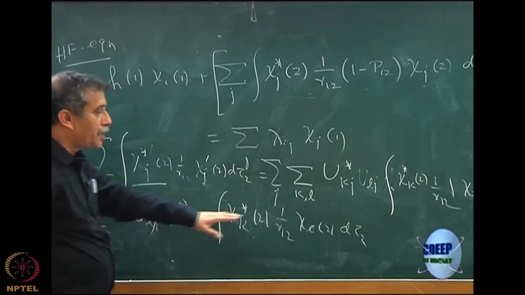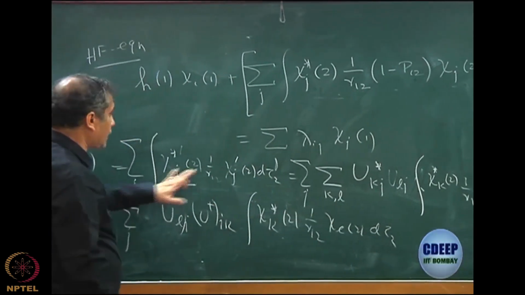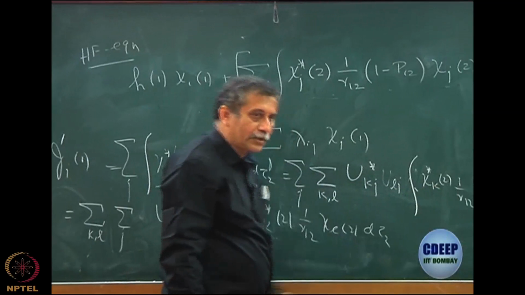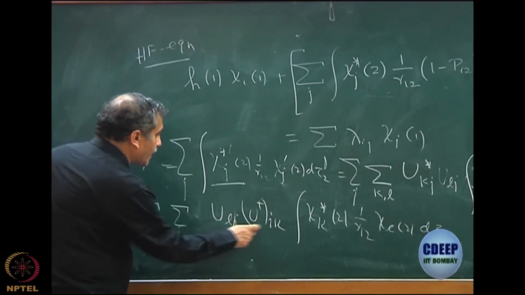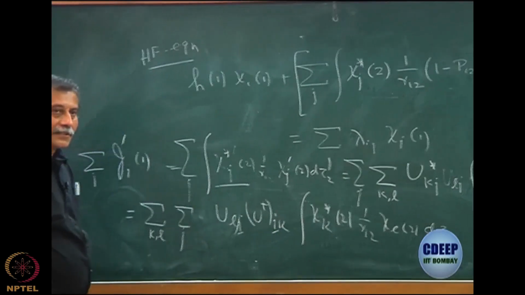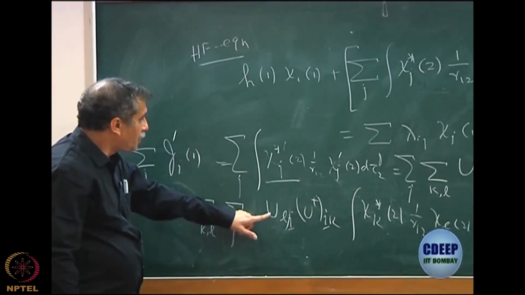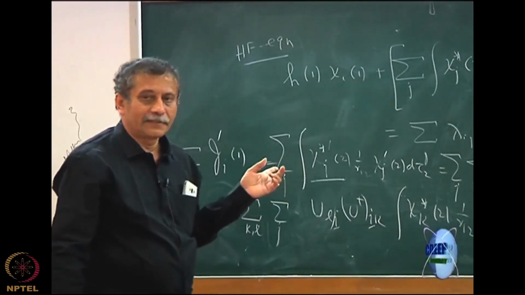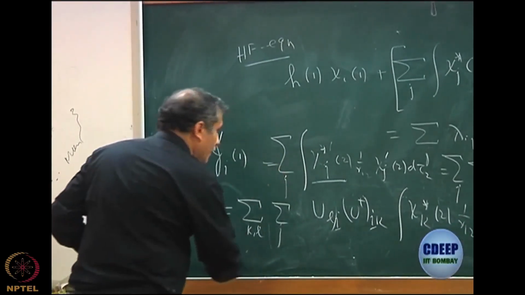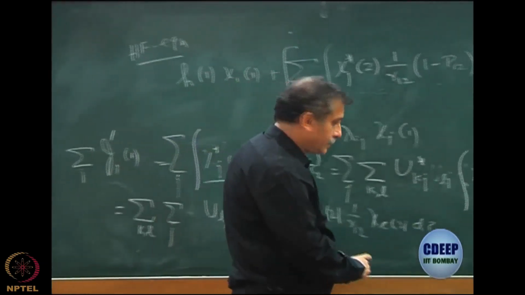Note that these are the old spin orbitals. This was the new spin orbitals. I have expanded them to the old spin orbitals. Now, the moment you write it in this form, you can see the sum over j can be trivially performed. Repeated index. So this becomes u dagger Lk, which is nothing but delta Lk. Correct?